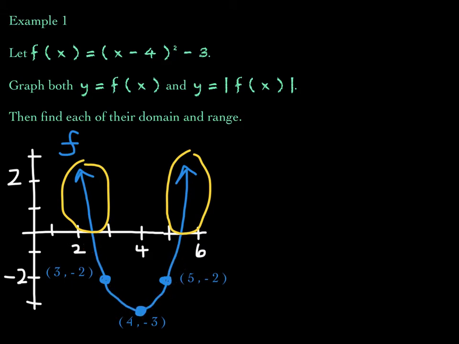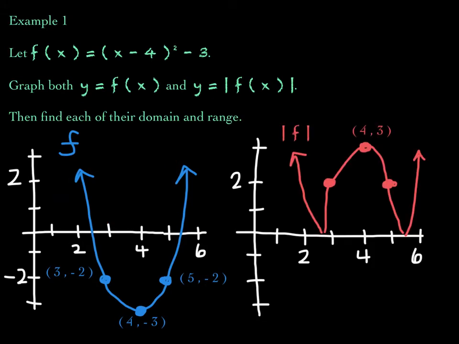That means, for example, this point here, (3, -2), will become (3, 2). This point here, (4, -3), will become (4, 3). (5, -2), for example, will become (5, 2). So I'm going to take this whole piece here, reflect it across the x-axis, while leaving these portions that I've highlighted unchanged. Then this is what the graph is going to end up looking like. Notice that this whole portion here got reflected across the x-axis. This is the graph of the absolute value of f.